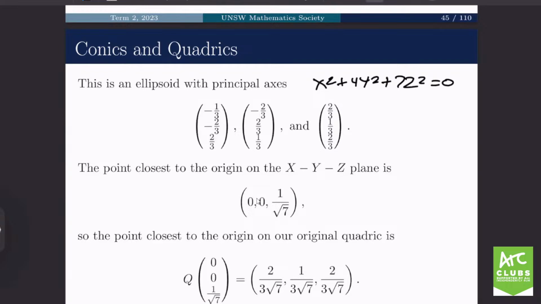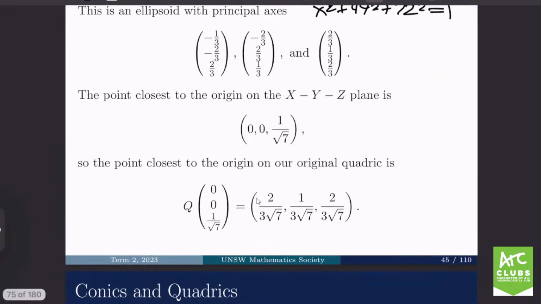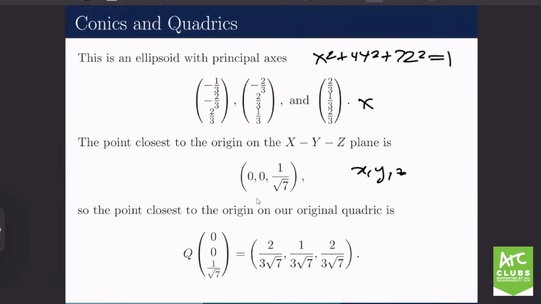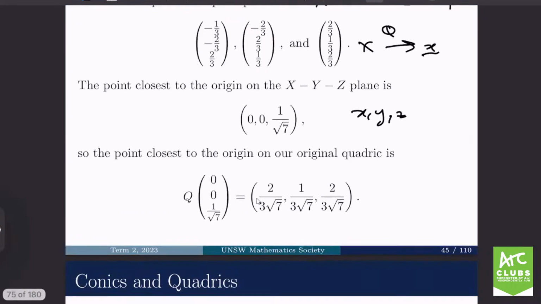And so that's not 0, that's equal to 1. When x, y is 0, we see that z equals 1 over root 7. And now, to find the point closest with respect to our original coordinates, remember that to get a coordinate in lowercase x from a coordinate in x, all we need to do is multiply by Q. So we'll take this and multiply by Q, and we'll get (2 on 3 root 7, 1 on 3 root 7, 2 on 3 root 7), and this will be our result.